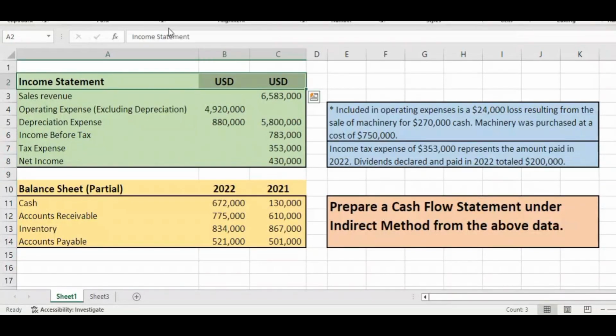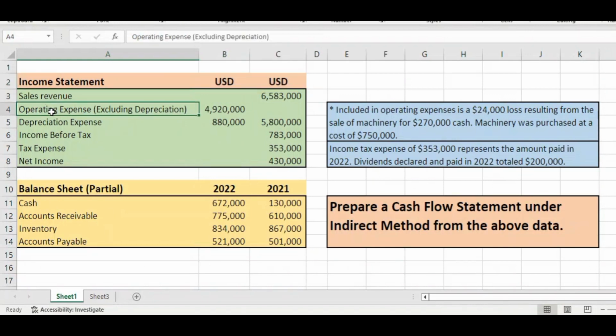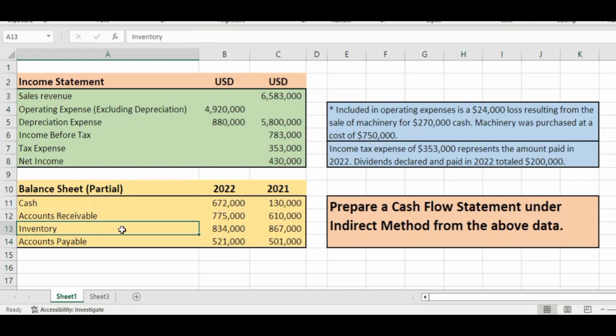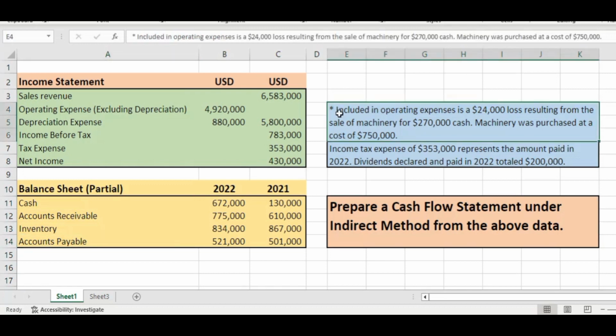The income statement and balance sheet of a company. Income statement: sales revenue, operating expense excluding depreciation, depreciation expense, income before tax, tax expense, net income. Balance sheet: cash, account receivable, inventory, account payable.